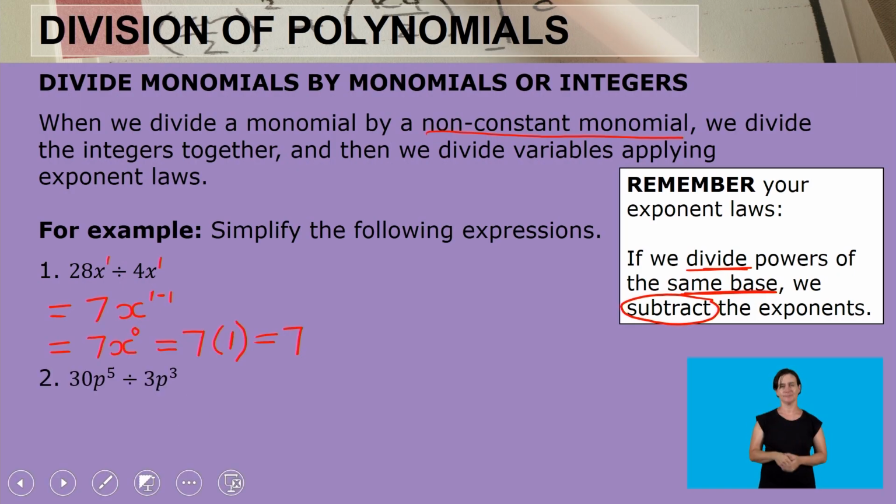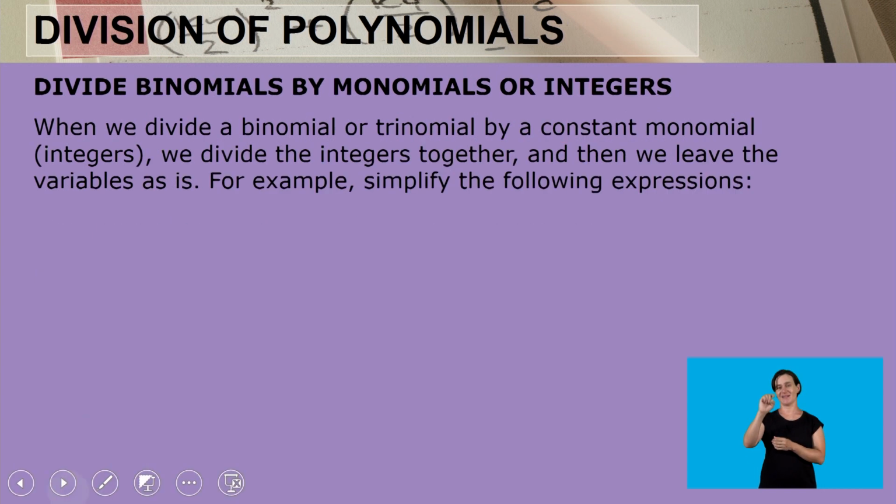That second example there says 30p exponent 5 divided by 3p exponent 3. So that is going to be 30 divided by 3. We know that is 10. And because those powers have the same base, we are going to subtract those exponents. And that, of course, is going to be 10p squared. And that is going to be our answer, because 5 minus 3 is equal to 2. So that was us dividing monomials by monomials. Let's check when we divide binomials.